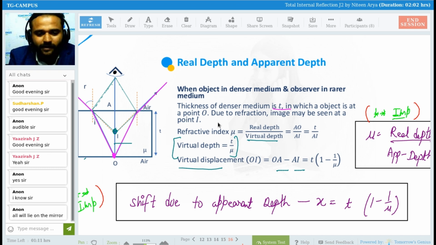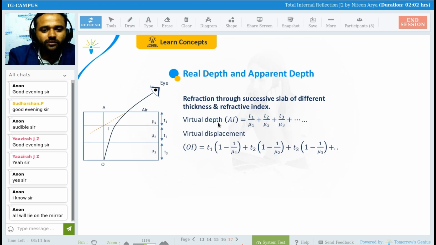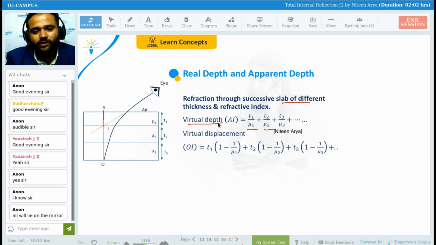Okay, that is shift due to apparent depth. Everything is important. Now, if we have more than 2 media, and T1, T2, T3 are the 3 heights, we simply use the same formula. This is refraction through successive slabs of different thicknesses and refractive indices. This is now your virtual depth AI: T1 upon mu1, T2 upon mu2, T3 upon mu3, and so on n number of times.